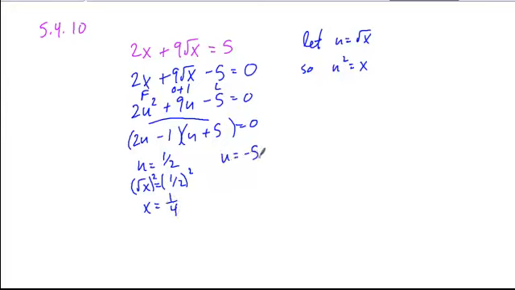Here u is equal to -5. When I substitute that in, root x equals -5. This is inconsistent. It's an extraneous solution that's not going to work, so my only solution is 1/4.